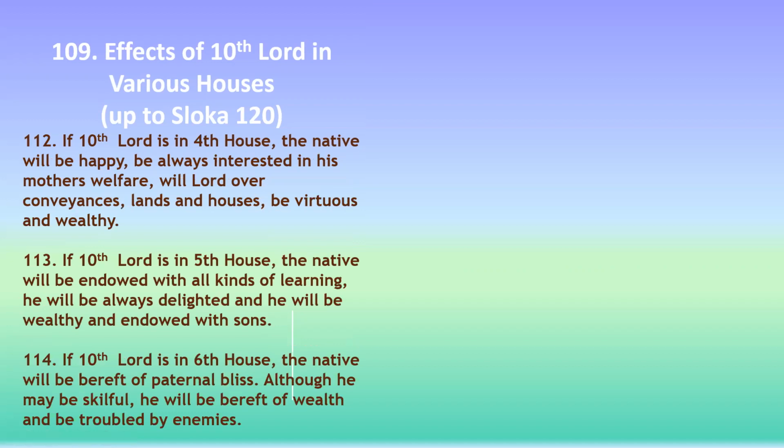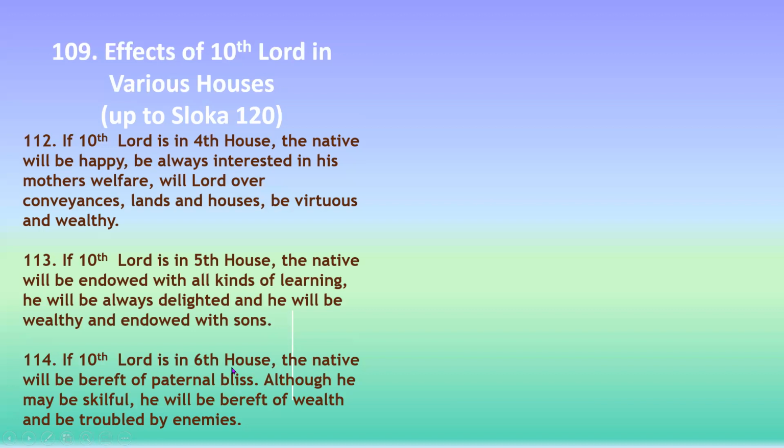If the 10th lord is in the fourth, the native will be happy, always interested in mother's welfare, will lord over conveyances, lands, and houses, and be virtuous and wealthy. The fourth house is also to do with real estate and property, which is why this yoga is absolutely beautiful. If the 10th lord is in the fifth, the native is endowed with all kinds of learning, will always be delighted, wealthy, and endowed with sons. This is another Vishnu yoga, Vishnu and Lakshmi coming together. It is absolutely a brilliant yoga.